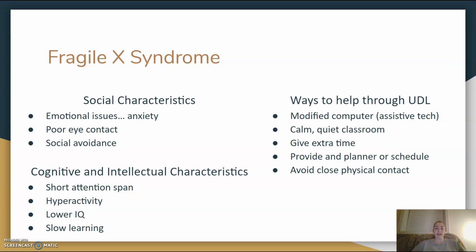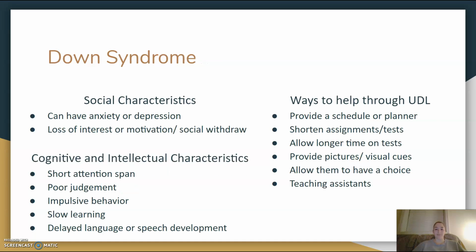The next one is Fragile X syndrome. They have poor eye contact, social avoidance, anxiety, and a short attention span. They might be hyperactive, have a lower IQ, and be a little bit slower at learning than other students. Some ways to help them would be a modified computer, tablet, or keyboard and other types of assistive technologies to help them communicate. You need a calm and quiet classroom, give them extra time, provide a plan or a schedule, and avoid close physical contact to try to prevent any outbursts or attacks.